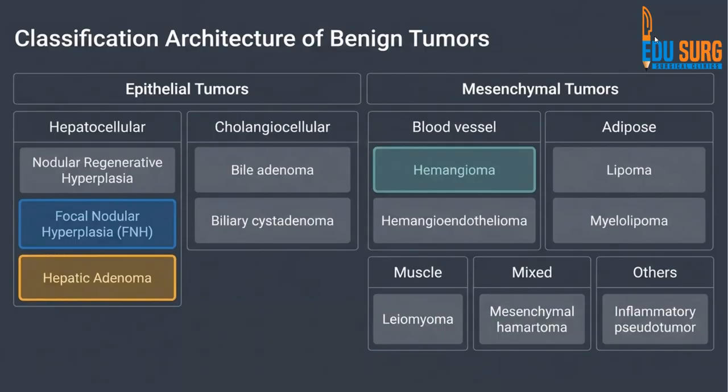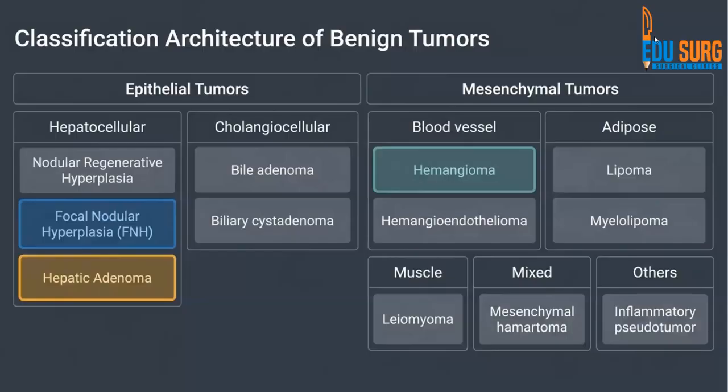Cholangiocellular epithelial tumors are bile adenoma or bile adenofibroma. There is also something known as biliary cystadenoma, which is also known as mucinous cystic neoplasm of the liver. And then you have the biliary hamartomas, which are not actually tumors. They are also known as von Meyenburg complexes.